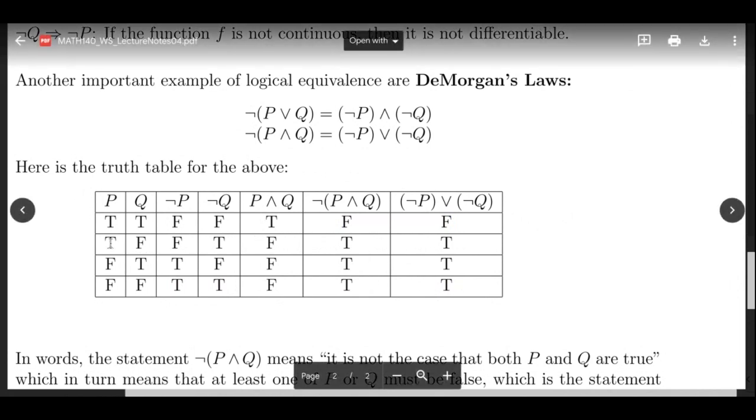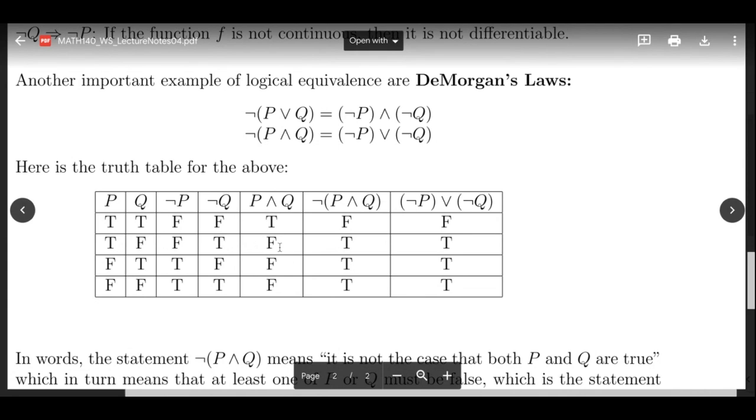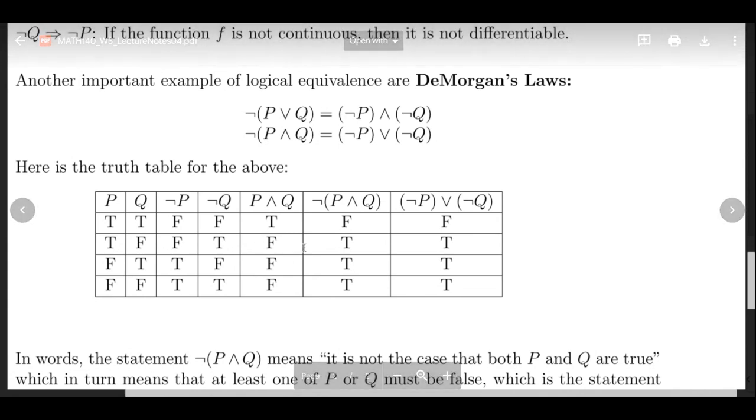Now let's check the middle two rows. P is true, Q is false, not P will be false, not Q will be true. And then P and Q will be false because one of them is false, but not (P and Q) will be true. Let's check not P or not Q. As long as one is true, the or is true.